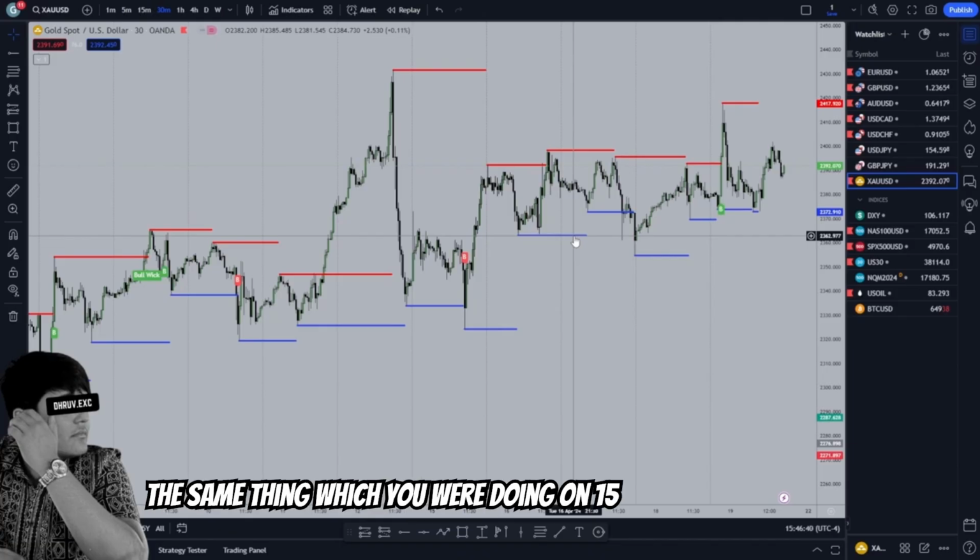So to know the bias, do the same thing you were doing on the 15-minute time frame with this strategy. Do the same thing on the daily time frame also. If you do the same thing on the daily time frame, you will get to know where the market will move next, and then you have a higher time frame narrative.